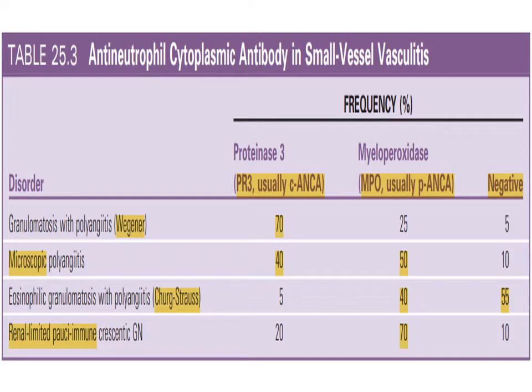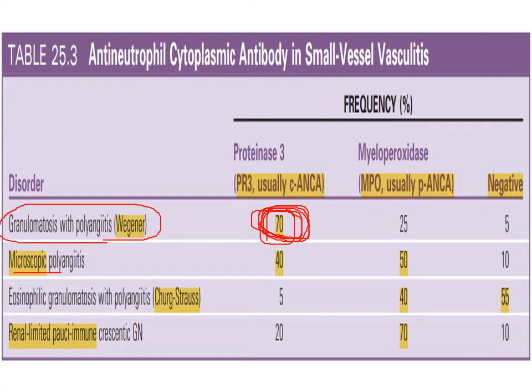Also, an important table showing the frequency of ANCA C or B or proteinase 3 in different types of vasculitis. Very important. In Wegener or granulomatosis with polyangiitis, as we said, usually the type of ANCA in Wegener is C ANCA or proteinase 3 ANCA. Very important. B ANCA can be positive, yes, in 25%, and it can be negative only in 5%. But the most common is C ANCA or proteinase 3.